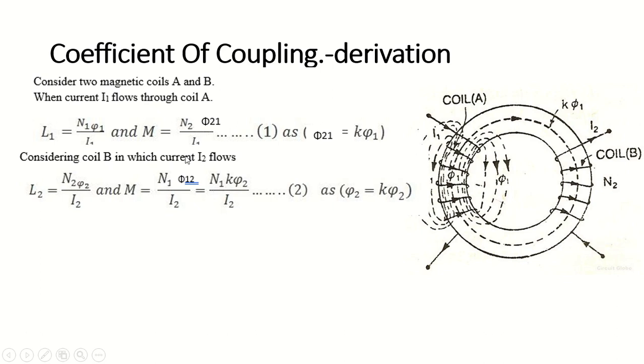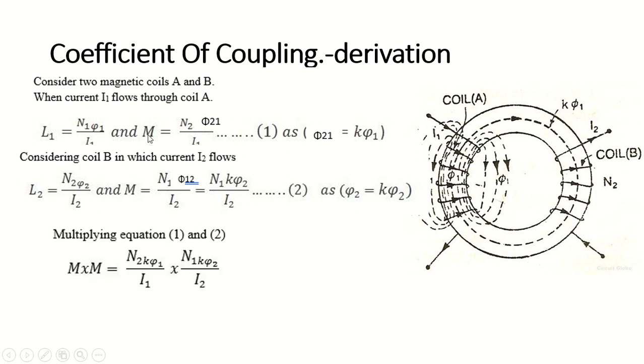Similarly, consider coil B, with current I2 flowing in it. What is the self-inductance? L2 is N2 phi2 by I2. What is the mutual inductance M12, due to current in the second coil? It is the number of turns in the first coil, N1, times phi12, the flux linkage in the first coil due to current in the second coil, divided by I2. Phi2 is the flux in the second coil, and a portion of it, K phi2, links with the first coil. So we can write phi12 as K times phi2, and M is N1 K phi2 by I2.